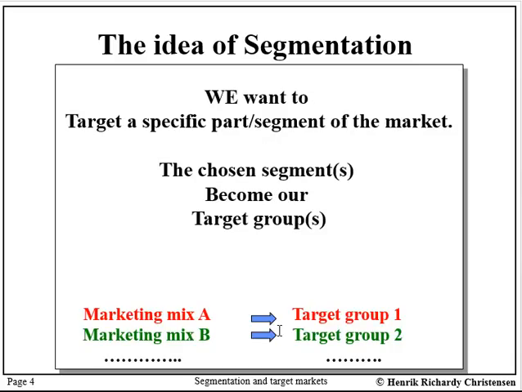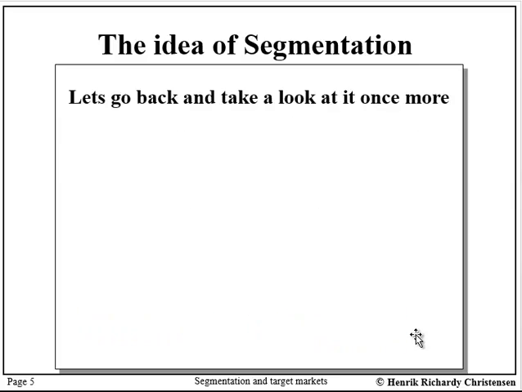Now we want to target a specific part or a specific segment of the market, and this chosen segment becomes our target group, or if we choose more, those chosen segments become our target groups. And therefore, if we have more than one, as you can see here, we have the red marketing mix addressing target group 1, and we may have another marketing mix B addressing target group number 2.